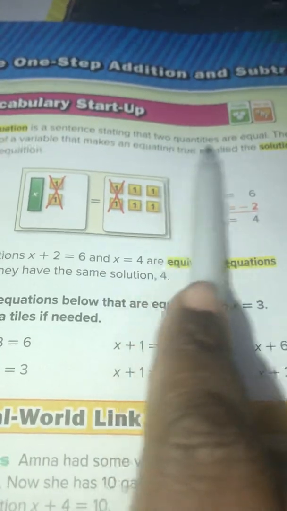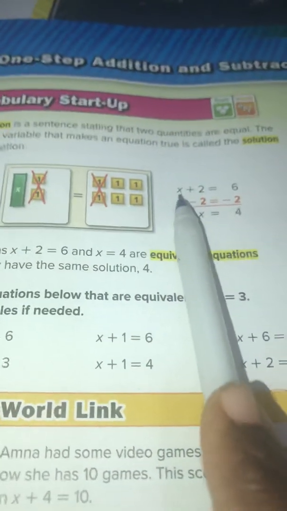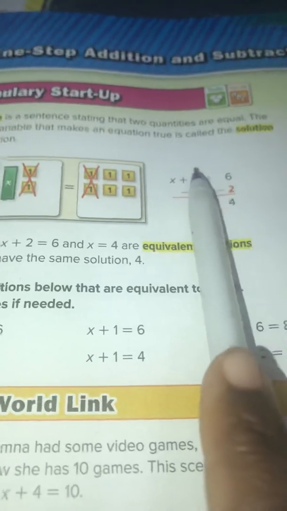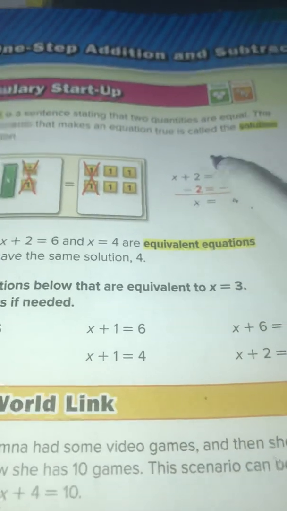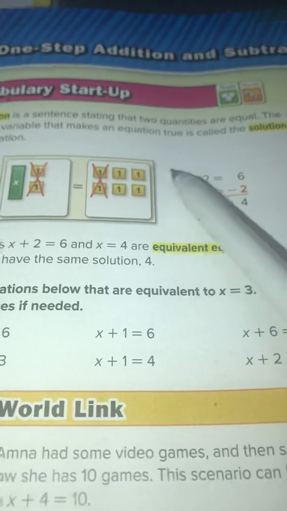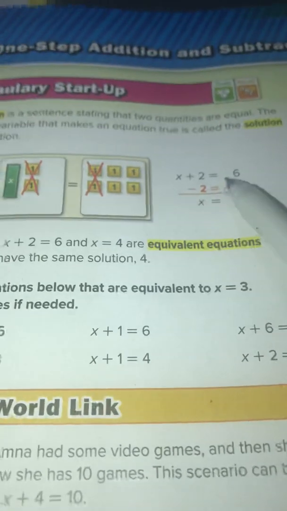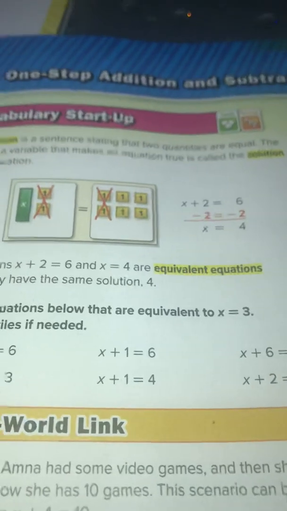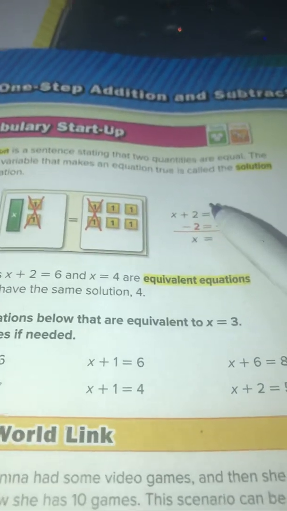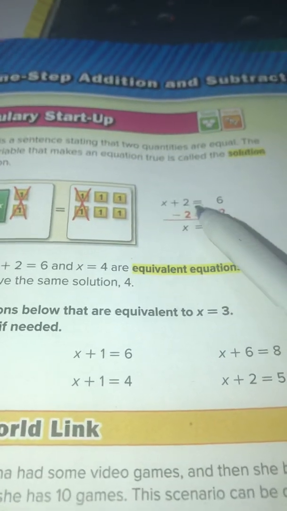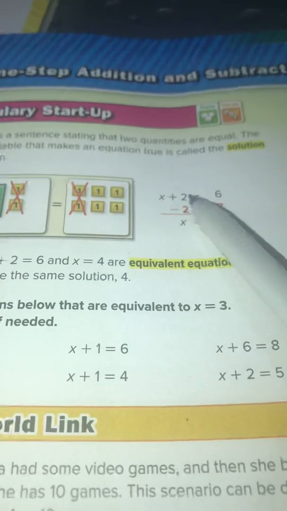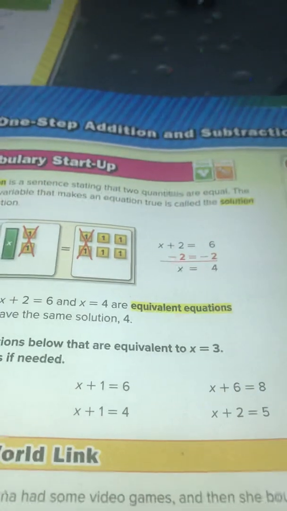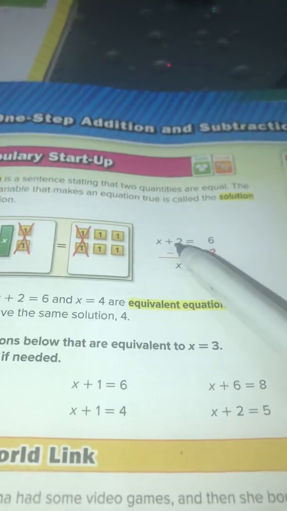An equation is a sentence stating that two quantities are equal. So if you see this, this is an equation. This is a quantity and this is a quantity. And we are saying the left side of the equal sign is equal to the right side of the equal sign. Now, your quantities can be algebraic or can be numeric. Remember when we learned over there in chapter 5.